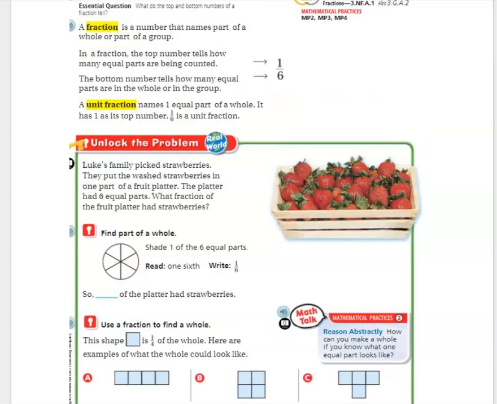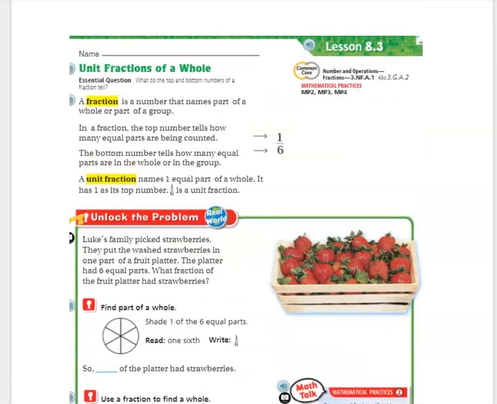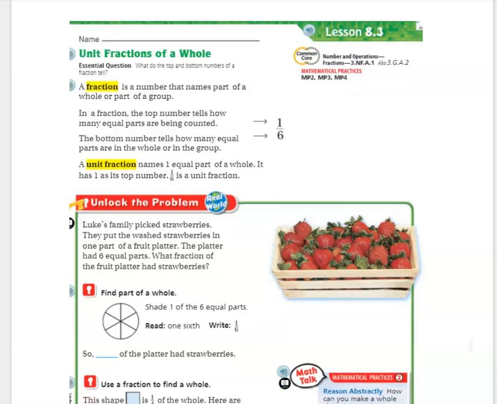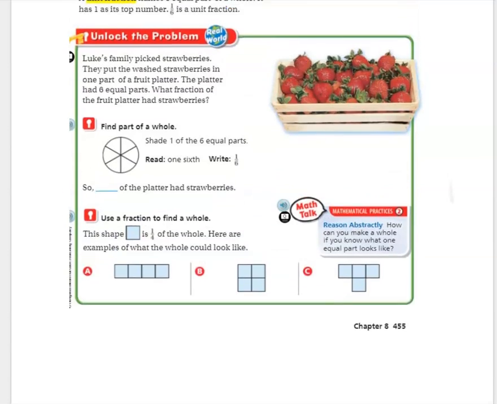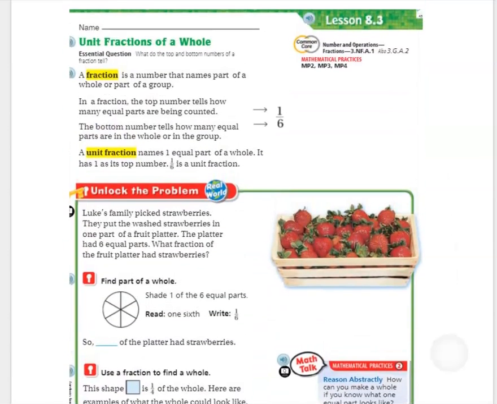Hi boys and girls. Today we're going to be working on lesson 8.3 and we are in our chapter 8 math book, page 455. So you're going to follow along with the first two pages with me. You can pause the video as we go through if you need some time to write.